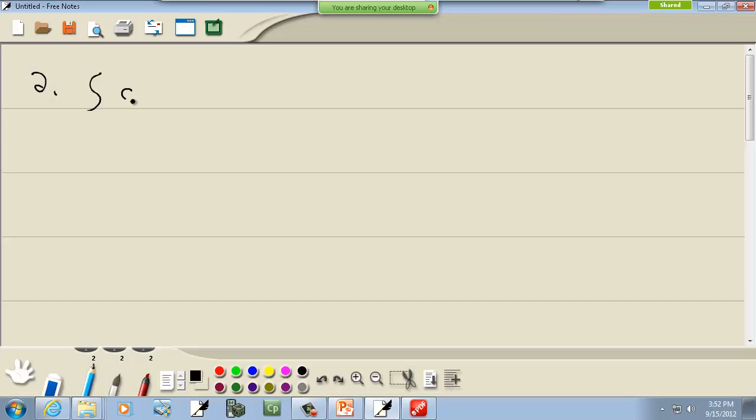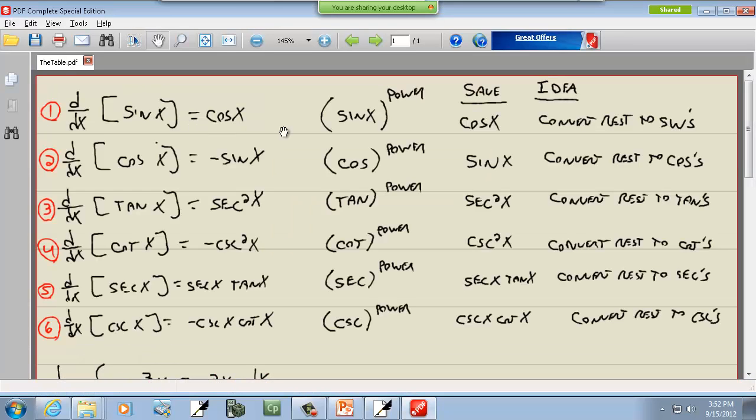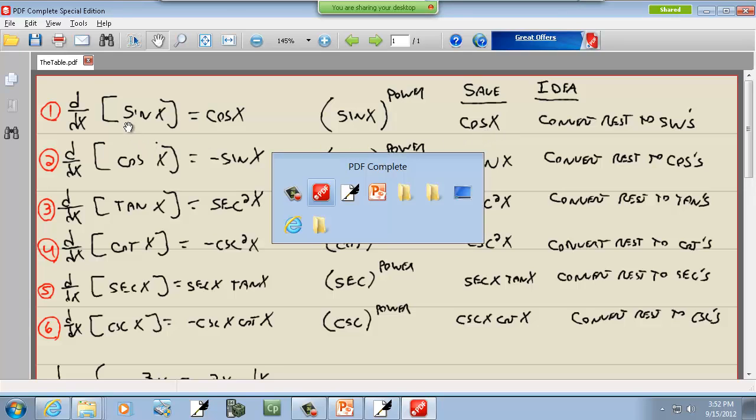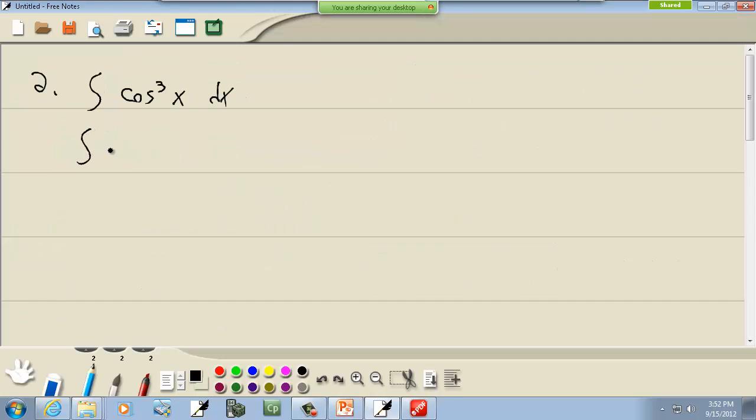Okay, so we got cosine of the third, and then dx. Well, there's really no question on this one what to save. The only thing we can save is a cosine. So we're going to rewrite this as cosine squared times cosine. Now, after we've separated them into our saved part versus our non-saved part, this has to be an even power. The only way this can be converted to the other trig function is if it's even.